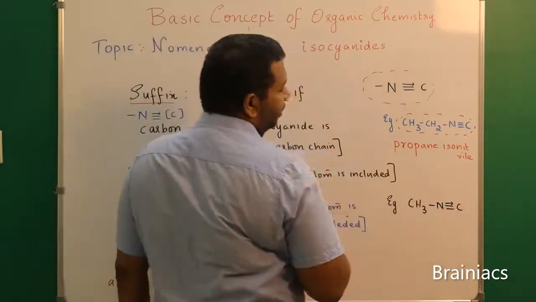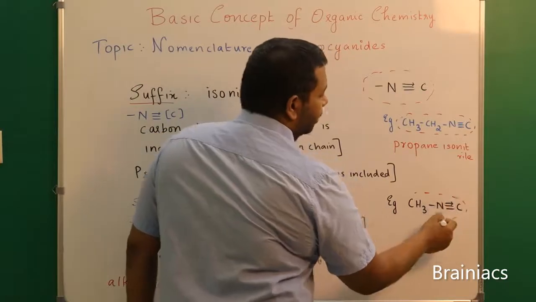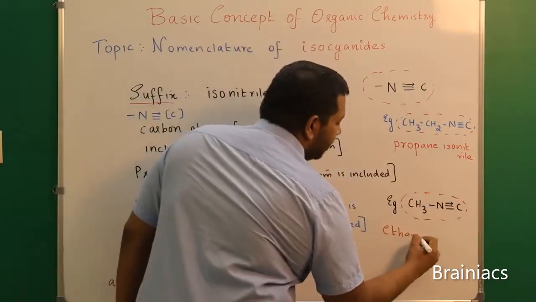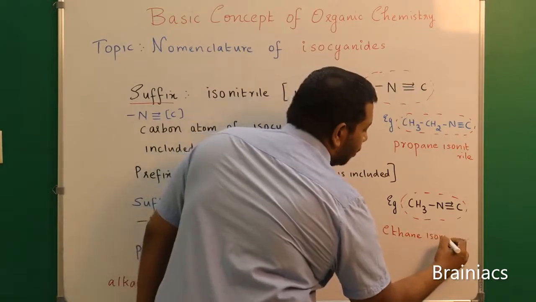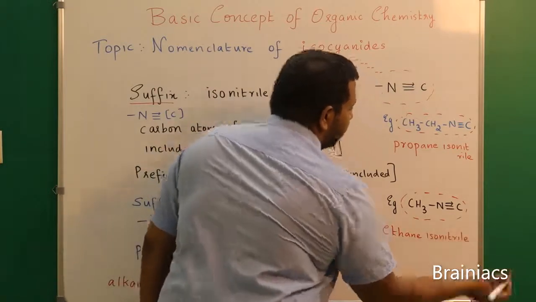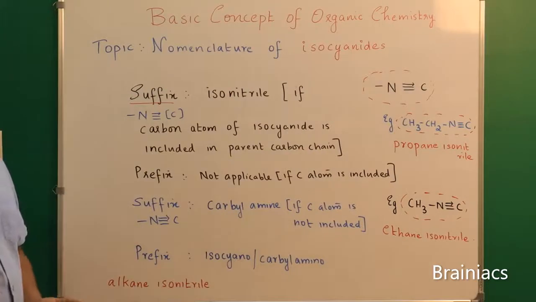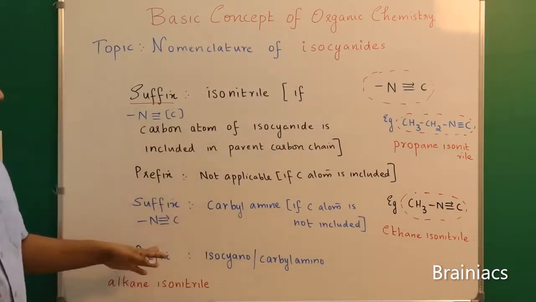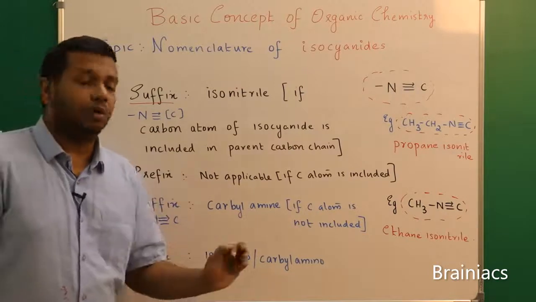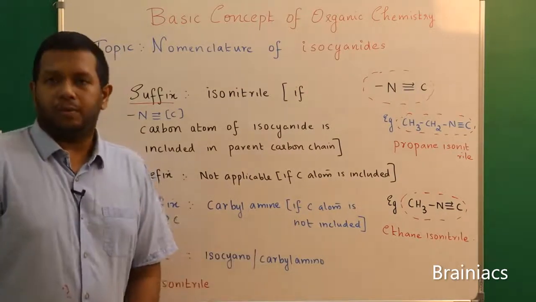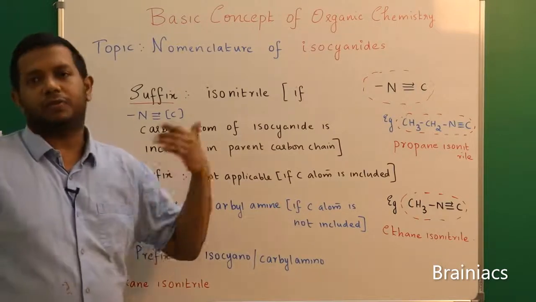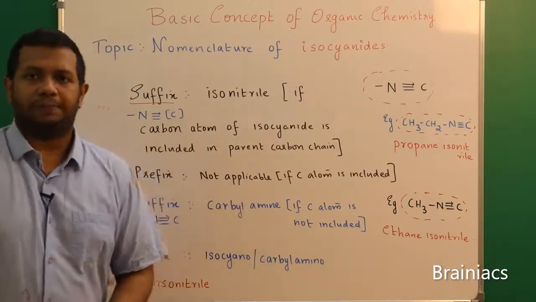2 carbon atoms. So this is the parent chain, so it will be ethane isonitrile. Understood? So please remember this. Not very important, but you just need to know. Whenever it behaves like a substituent, the term will be isocyano or carbylamino. Okay, I hope you understood. Next we will go to the nomenclature of the next organic compound.